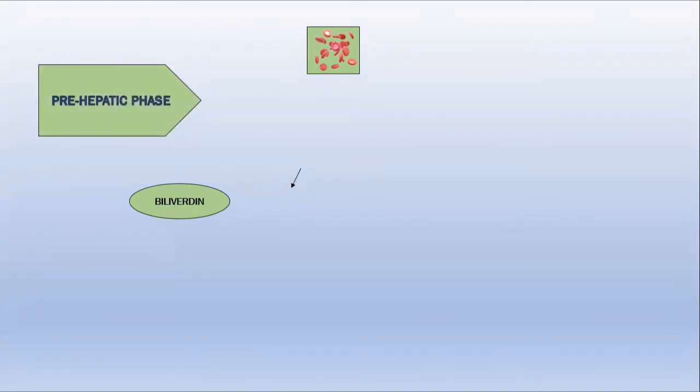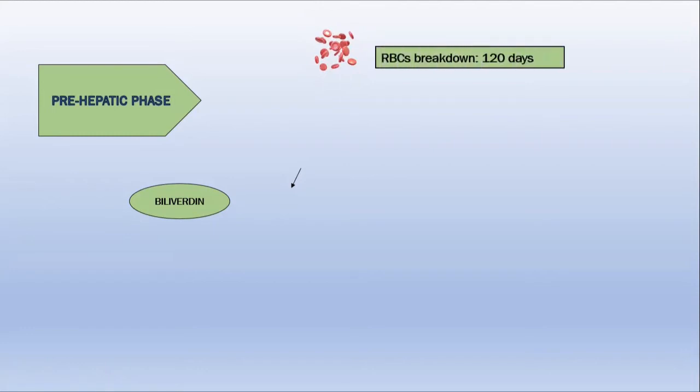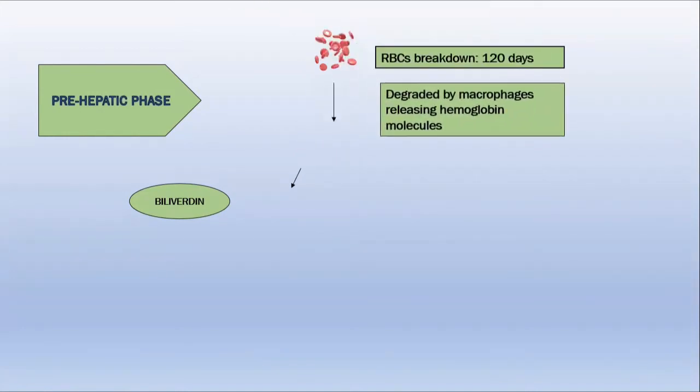We are in the prehepatic phase first. For the prehepatic phase, we begin with the red blood cells. These red blood cells will break down after 120 days. You must remember that normal red blood cells circulate around the body for about 120 days. After 120 days, these red blood cells will be degraded by the macrophages, releasing the hemoglobin molecule.